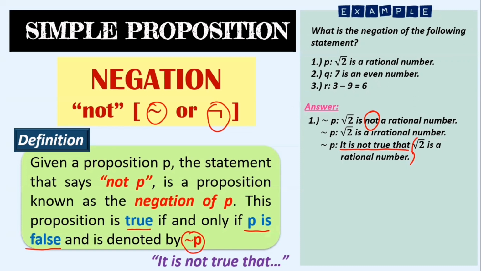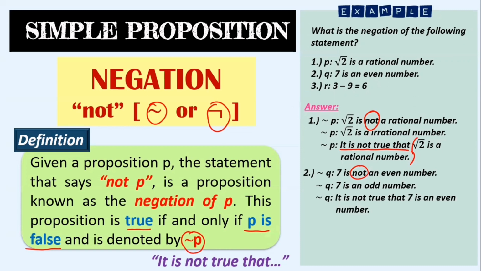Next, number 2, negation of Q. 7 is not an even number. We may use the word not. Or we can say 7 is an odd number. Or we can say, it is not true that 7 is an even number. Next, number 3, the negation of R. 3 minus 9 is equal to 6. The negation is 3 minus 9 is not equal to 6. Or we can say it is not true that 3 minus 9 is equal to 6.